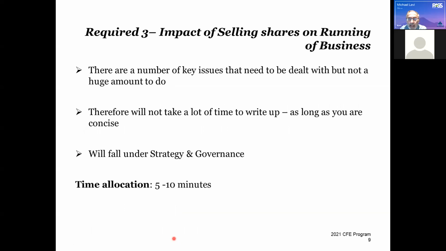Required number 3, the impact of selling the shares and running the business. There are a number of key issues that need to be dealt with, but not a huge amount of work to do.